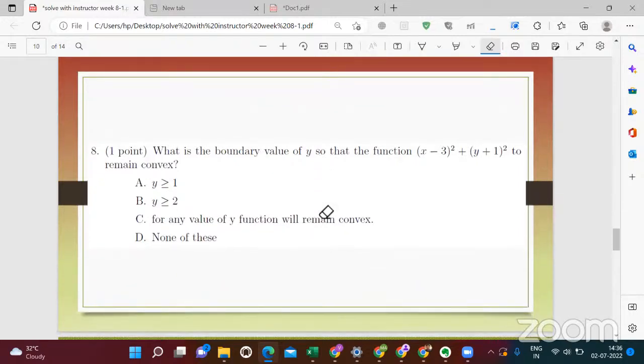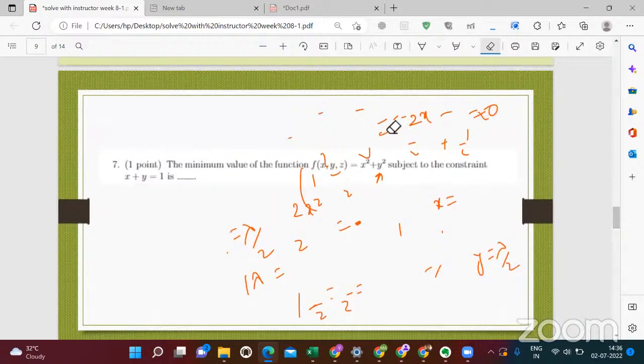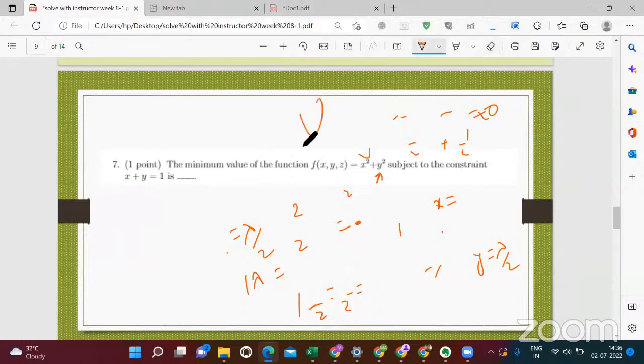Sir, I have a question on the last one. How do we know this is the minimum value? Why is it not the maximum? Because we got only this one, right? Only one stationary point.